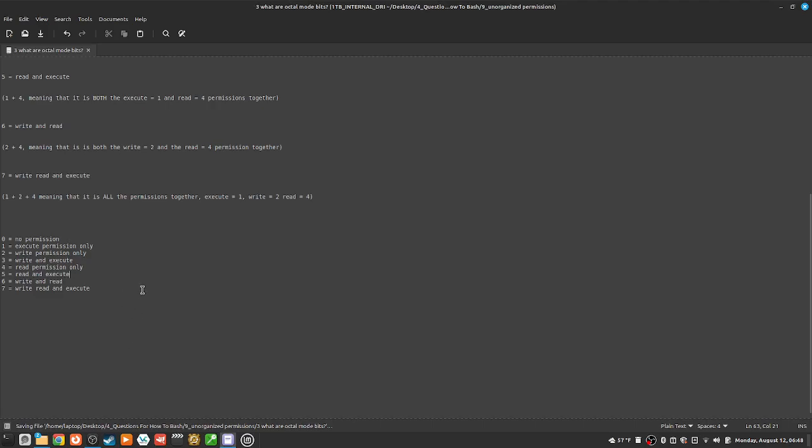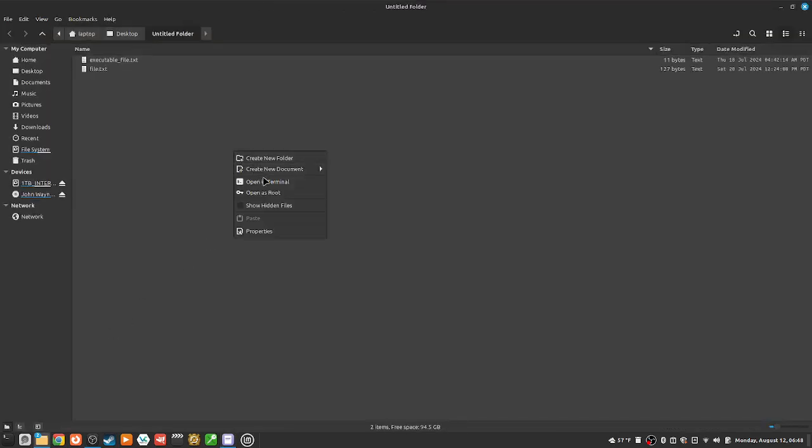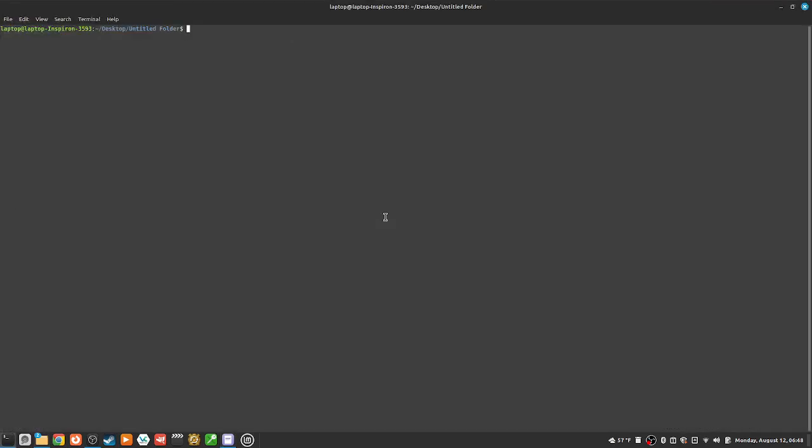So that is what octal mode bits are, but I'm actually going to show you. So we're going to go into the terminal. To change this, let's just hit ls -l. Okay, so we got rwx. So let's actually change it up. We're going to hit chmod, and then let's give it no permissions: 000 file.txt. Boom.